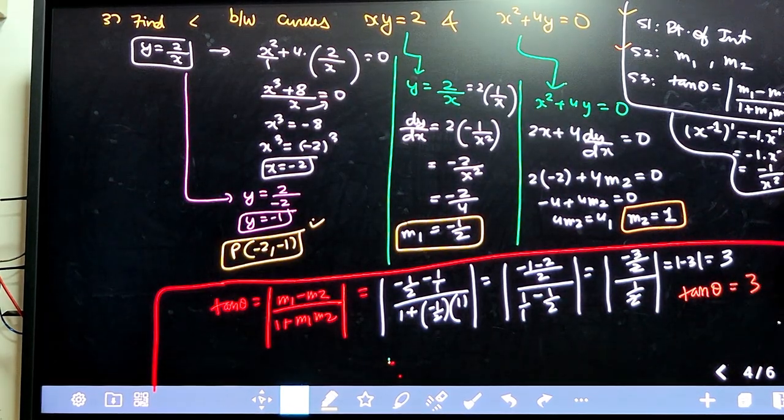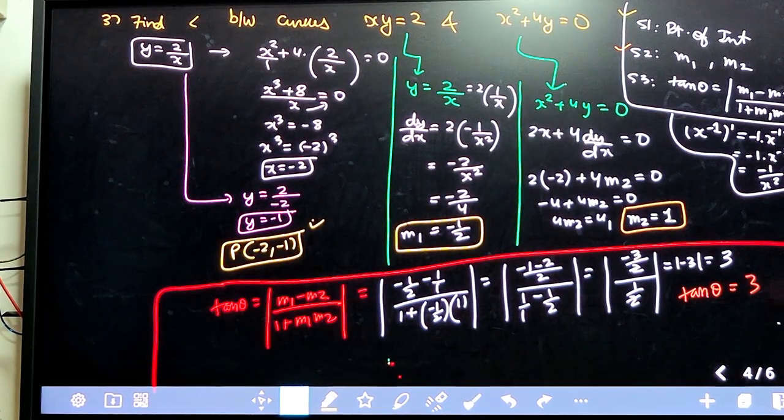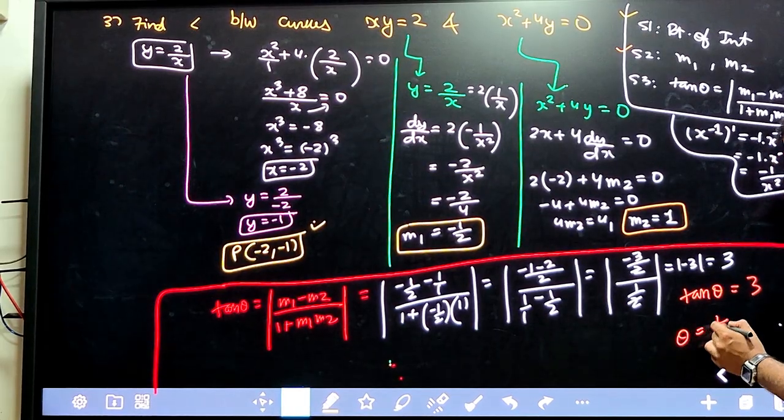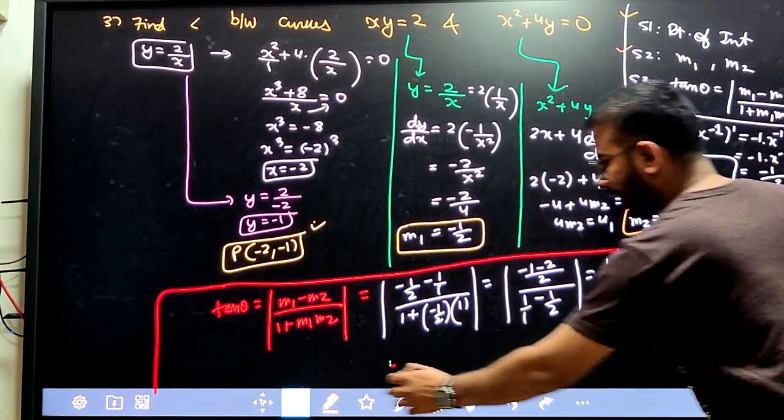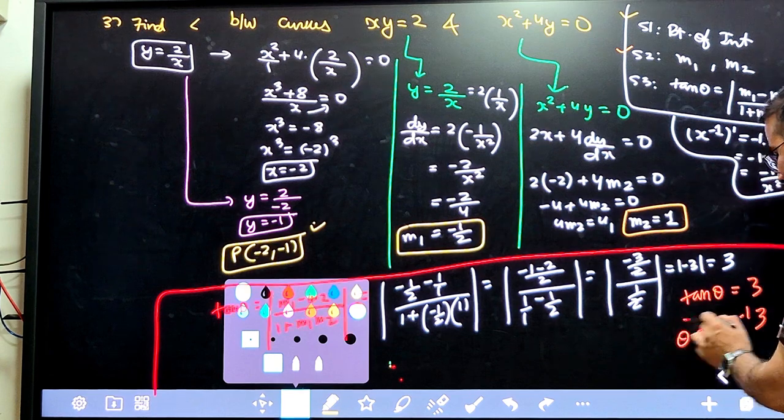Is our answer done? No. They are not asking tan theta. They are asking theta. What is theta? Tan inverse 3. Done and dusted. That's how you will solve for theta.